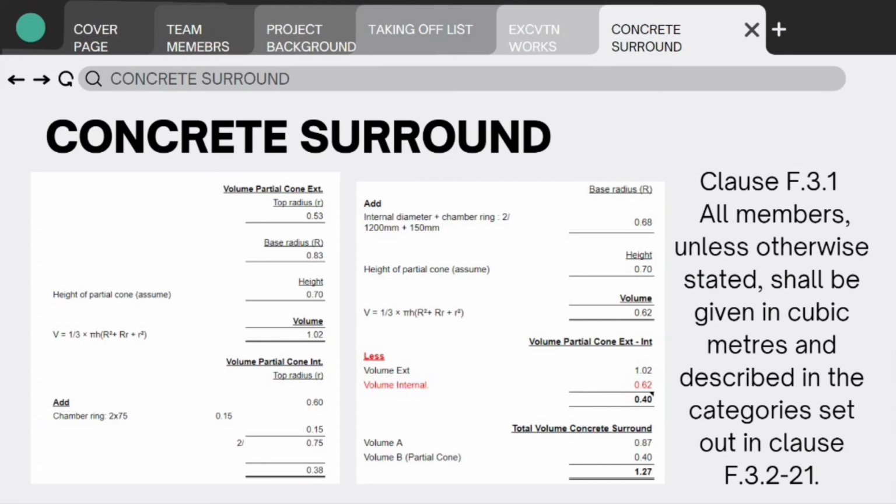Concrete surround shall be given in accordance with clause F.3.1. All members, unless otherwise stated, shall be given in cubic meter and described in the category set out in clause F.3.2 to F.3.21.